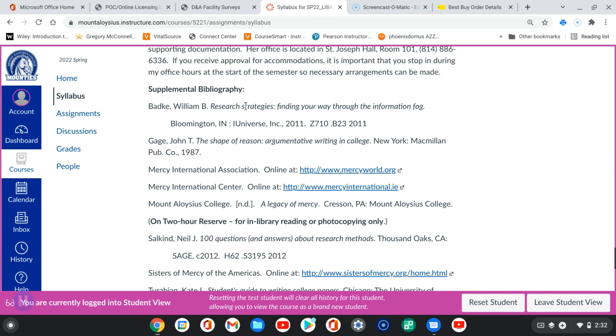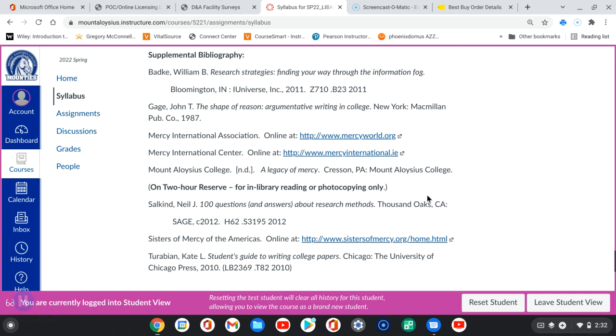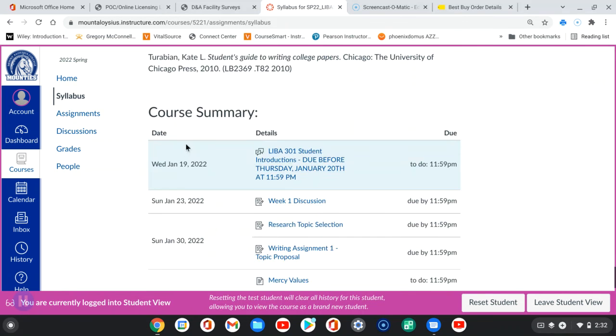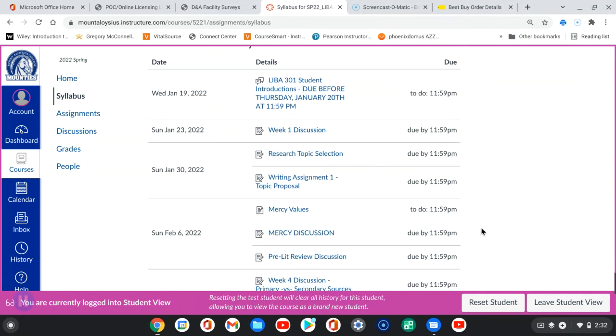Supplemental bibliography is here. I will make reference back to this on occasion. So I may say to you, hey, visit the Mercy International Association site. You can get that information in the supplemental bibliography, and then you come here and see, oh, there it is, that's where I have to go. So again, this is here for you. And then there's the course summary, and that is it.